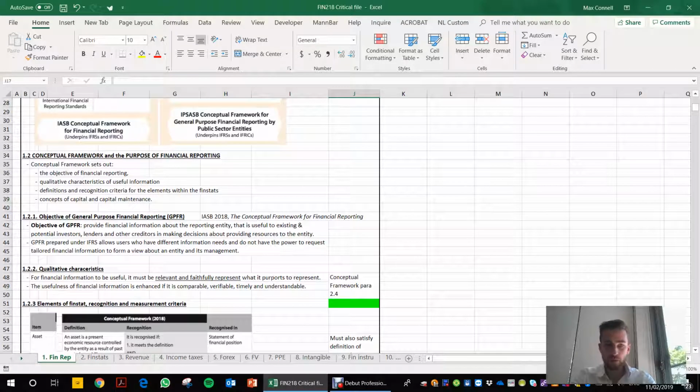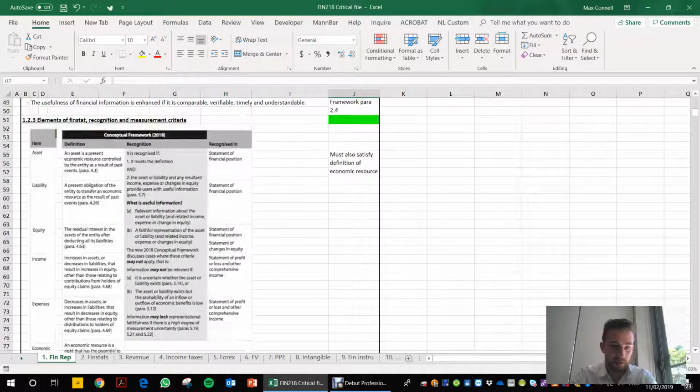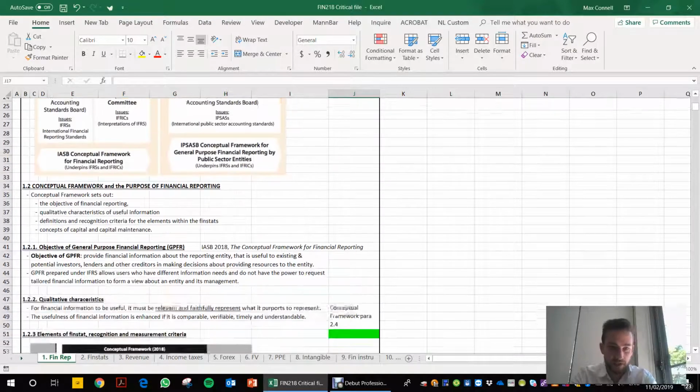So this is talking about what the Conceptual Framework is. The Conceptual Framework is a set of objectives, characteristics, definitions and recognition criteria, and concepts of capital, which sets the basic rules as to what is categorized in certain ways, so everything is consistent across countries. For example, we're going to talk a little bit down here about the definitions of assets, liabilities, equity, income, and expenses.